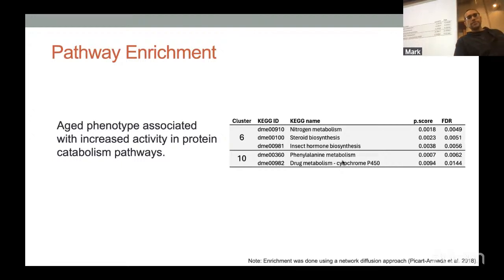If we look at the age phenotype, it's associated, and again, some of this involves looking at the specific metabolites, whether they are up or down, with increased activity in protein catabolism pathways, based on a naive interpretation, right? So that's kind of our takeaway there.